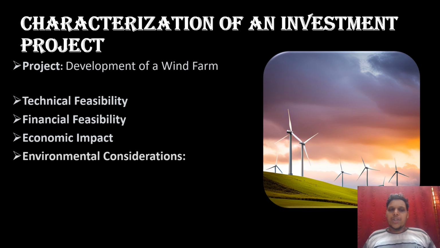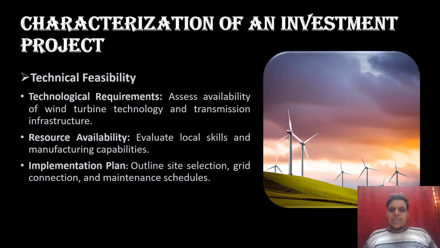Characterization of an investment project. Let us consider an example project of development of a wind farm. Here we have to consider four main key points: technical feasibility, financial feasibility, economic impact, and lastly, environmental considerations. Technical feasibility. Technological requirements. Assess availability of wind turbine technology and transmission infrastructure. Resource availability. Evaluate local skills and manufacturing capabilities. Implementation plan. Outline site selection, grid connection, and maintenance schedules.